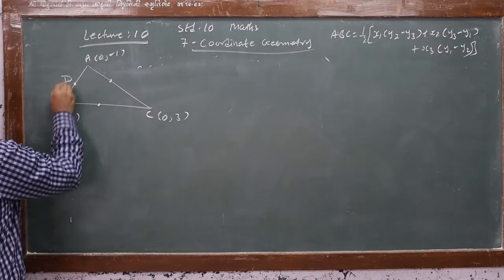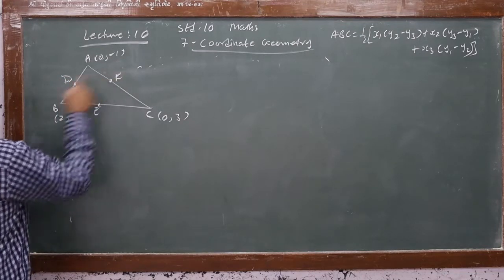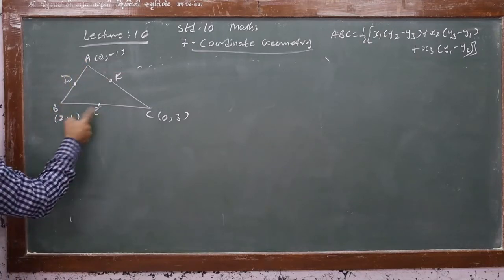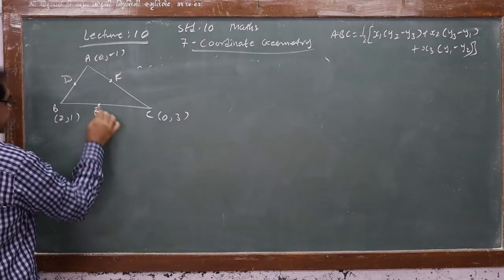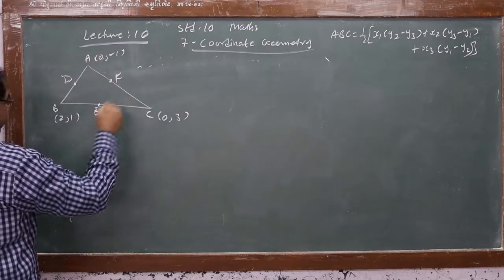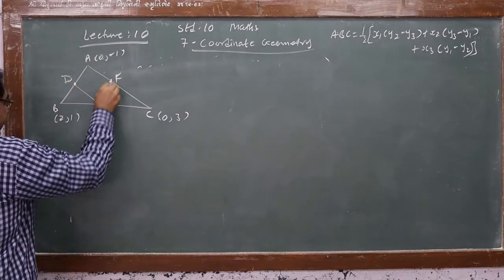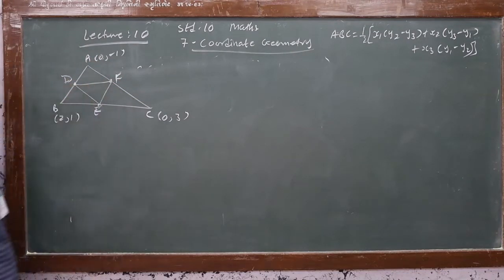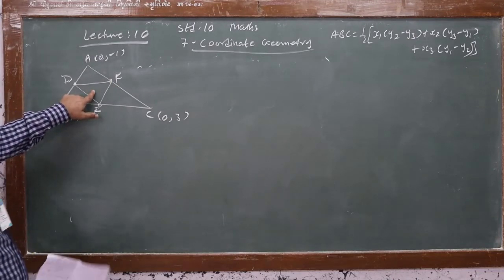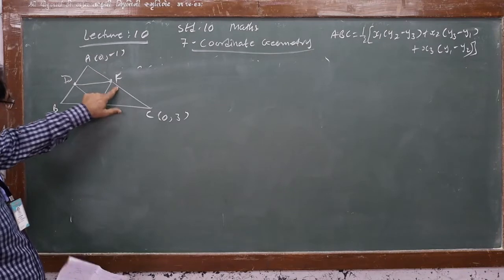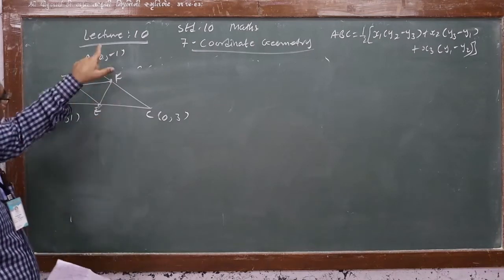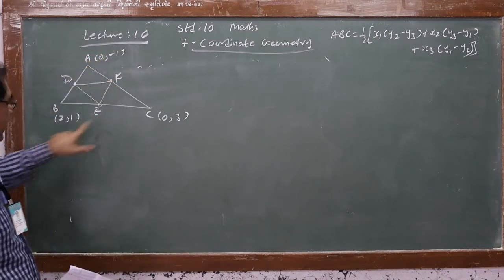They are respectively D, E and F. D is the midpoint of AB, E is the midpoint of BC and F is the midpoint of AC. Then what is the area of this triangle DEF? So the question is such that find out the area formed by joining the midpoints of the sides of the triangle whose vertices are given.